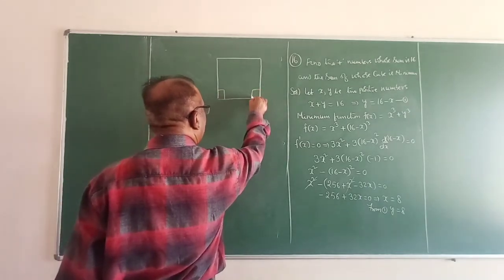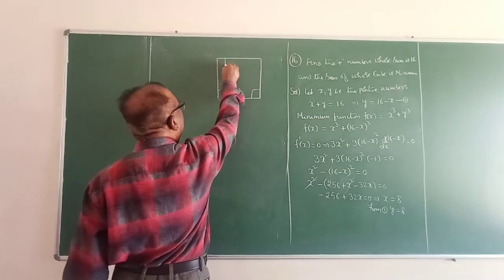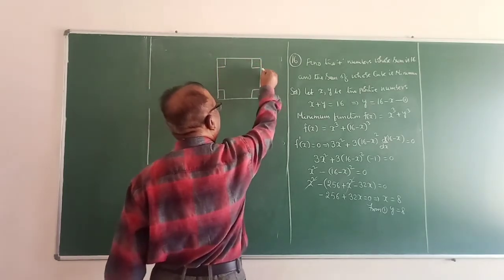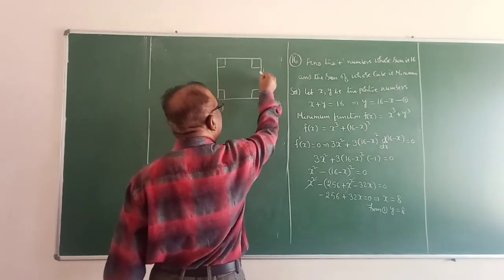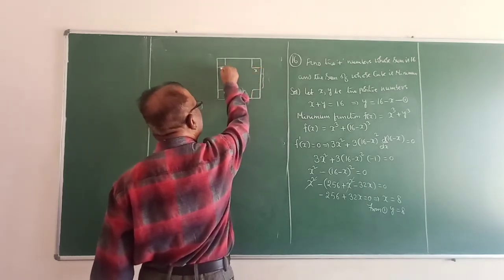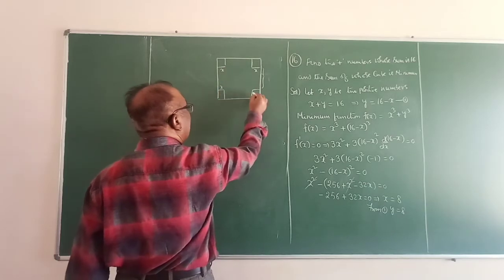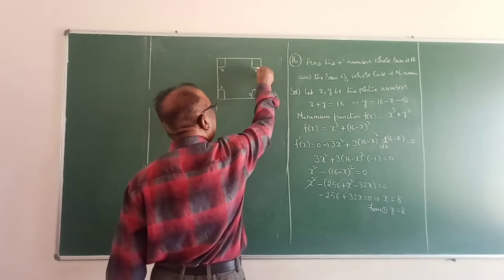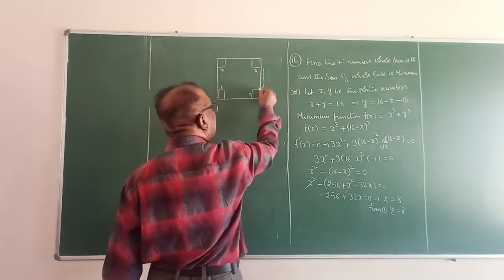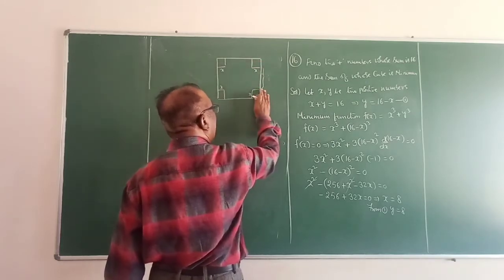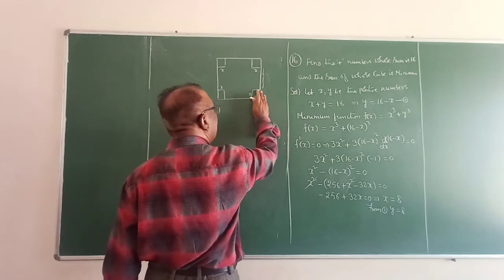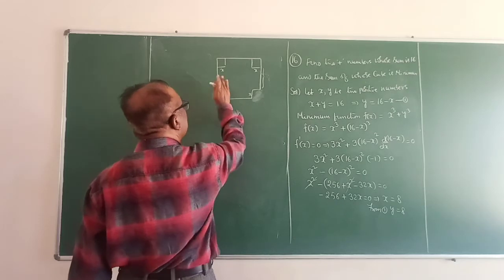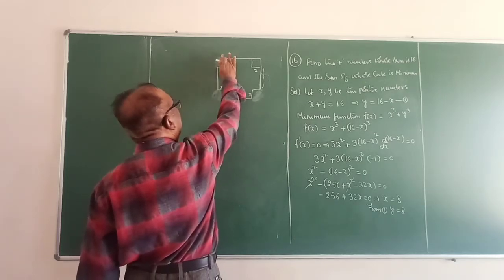A square piece from each corner. Let the side of each corner square be x. Therefore the total is 18, and this part is deleted. Then this part they are going to cut, this part also, and this part also.